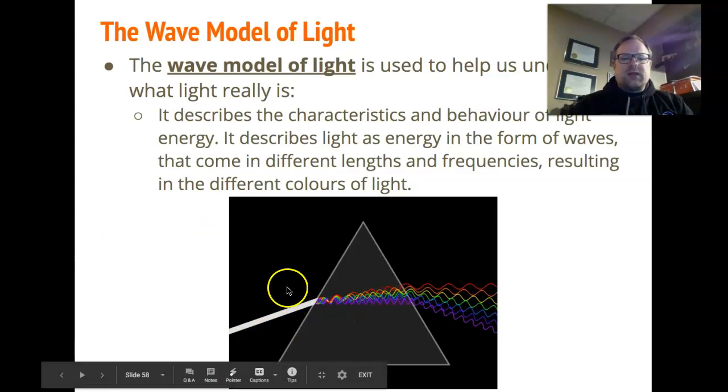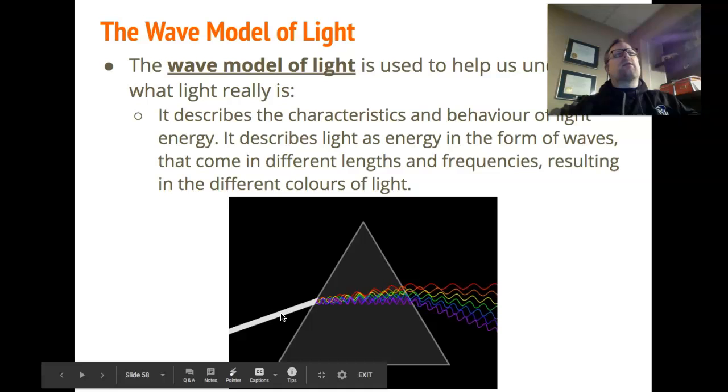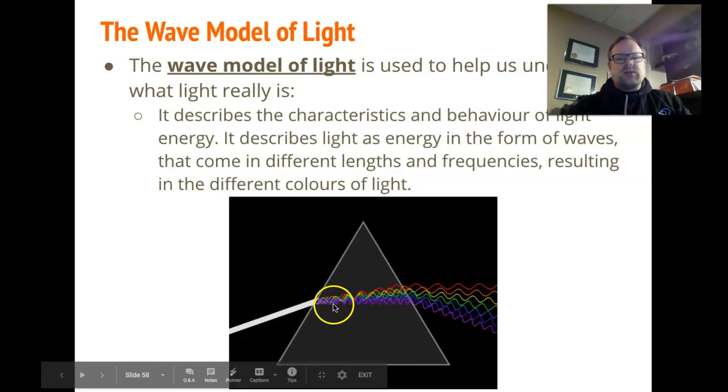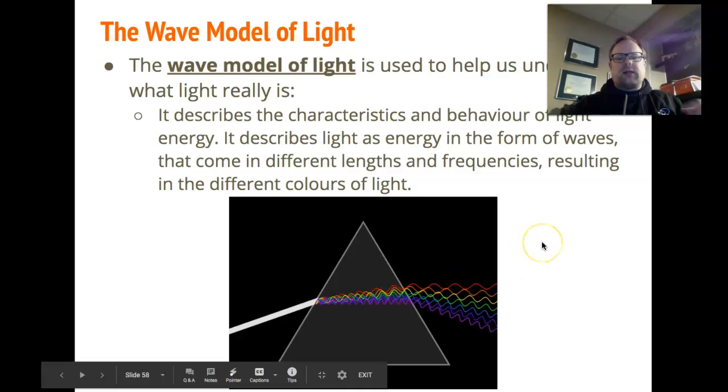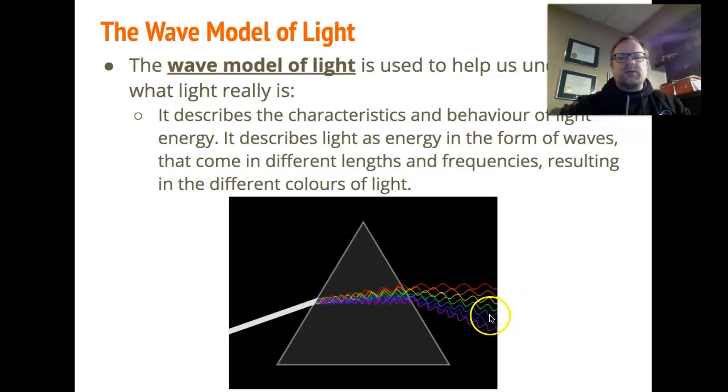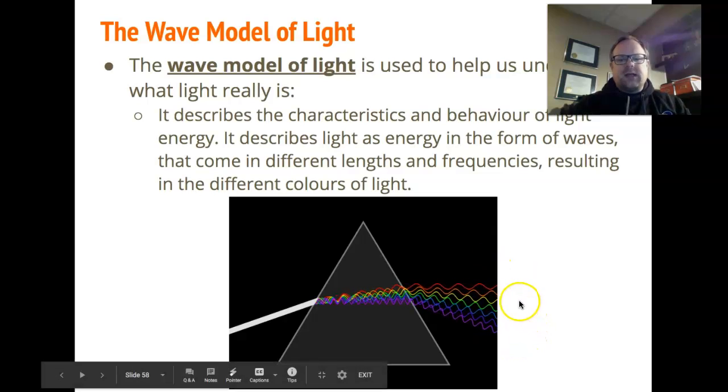So what you're seeing at the bottom here with this prism is we've got white light coming in. That white light would be the light that would come from the sun or from a light, for example. And as it travels through a prism, that light gets scattered by the prism and separated out into the different waves of light.